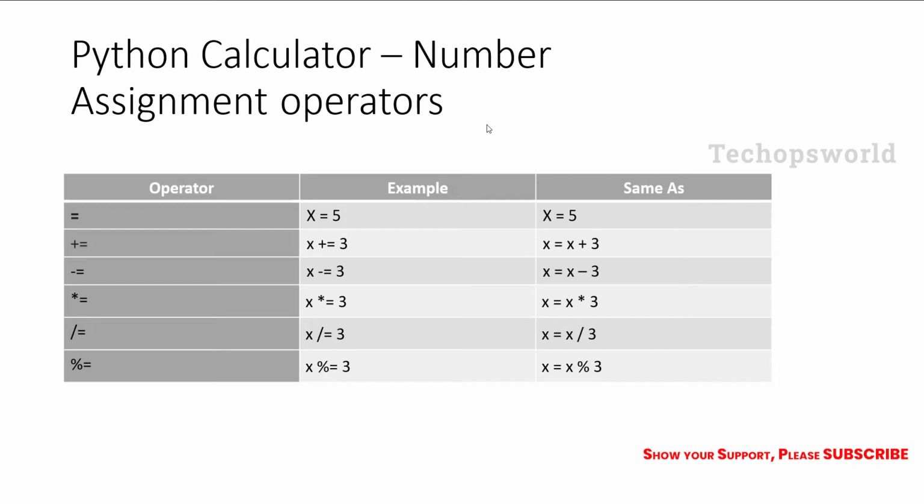The next is assignment operators. Assignment operators manipulate the value and get the result, and later assign the value to a certain variable. Here, we are straightaway assigning the value 5 to a variable called x. Here it is x plus equal to 3, which means x equals x plus 3. This operator adds the number we gave to the operand and stores the resulting value in the operand itself. Then x minus equal to 3 does the same, and all the remaining cases do the same.